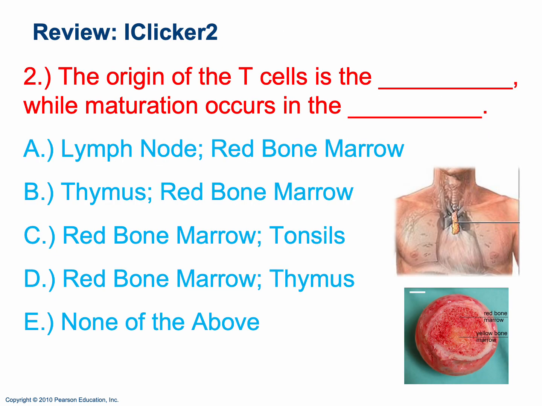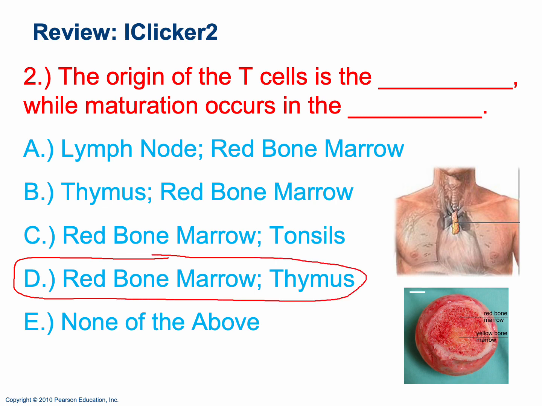Number 2 for review. The origin of the T cells is the blank, while maturation occurs in the blank. So what would be the correct answer for this question here? Okay, and the correct answer here, I would go with choice letter D. So red bone marrow for the origin for the T cells, and maturation, the thymus gland. So, yep.